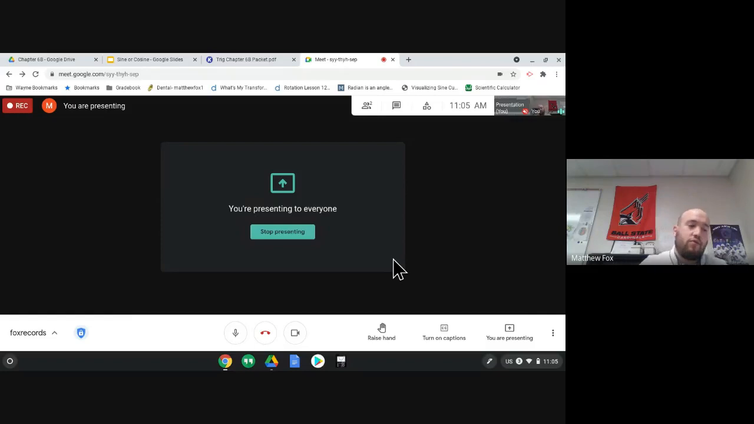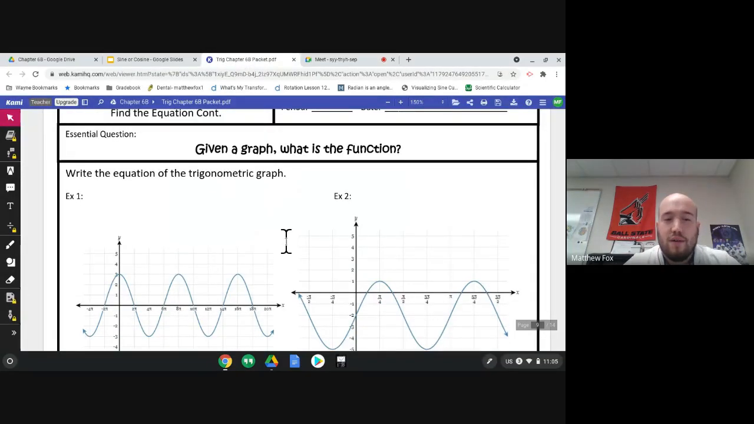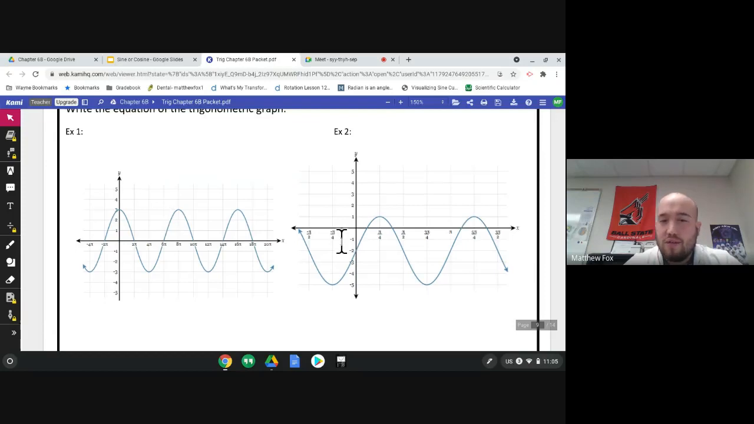Today we are going to practice, if we are given a graph of a function, writing out what that function is. Our two choices are either sine or cosine, and we need to decide between those. At this point, when you look at these, you might not be able to decide right away whether it is a sine or a cosine.